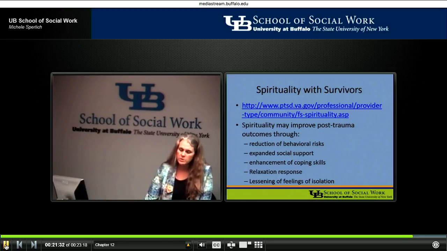It is suggested that spirituality may improve post-trauma outcomes through reduction of behavioral risks, through healthy religious lifestyles, for example, less drinking or smoking, expanded social support through involvement in spiritual communities, enhancement of coping skills and helpful ways of understanding trauma that result in meaning-making, and physiological mechanisms such as the activation of the relaxation response through prayer or meditation. Feelings of isolation, loneliness, and depression related to grief and loss may be lessened by the social support of a spiritual community.